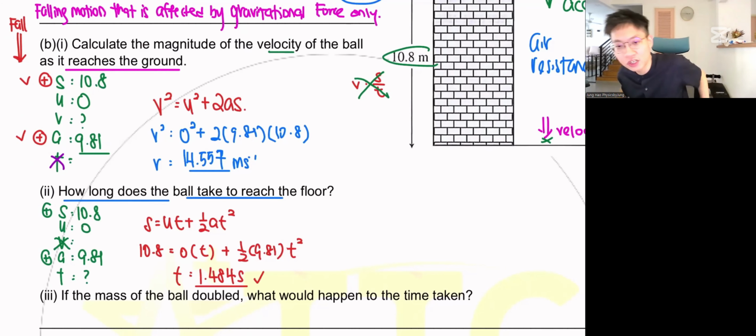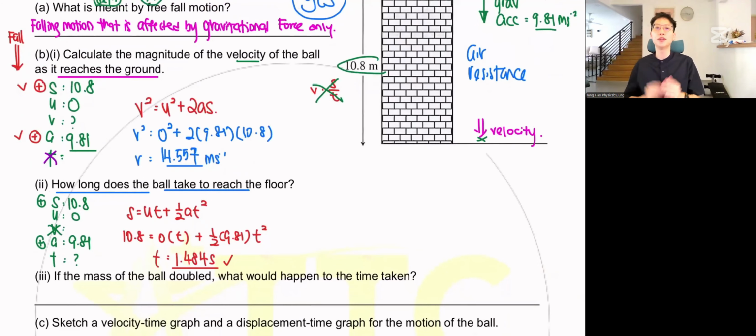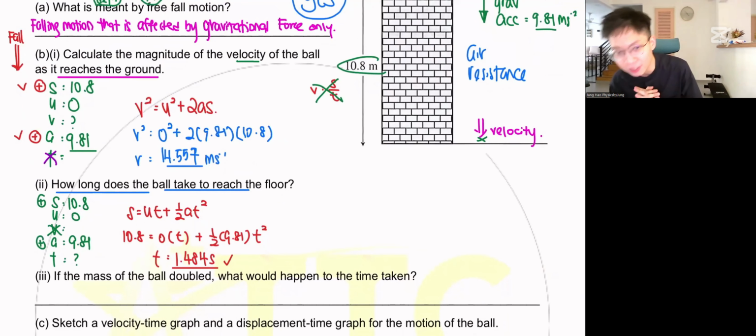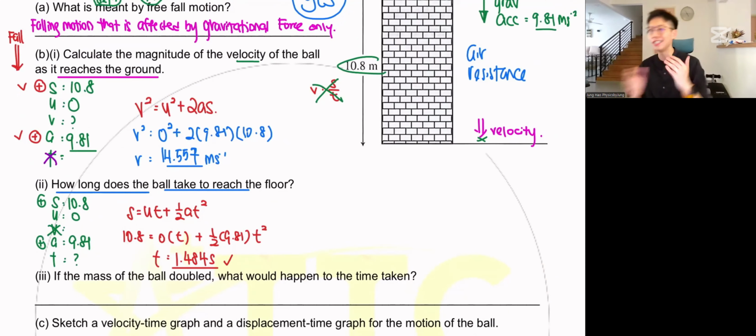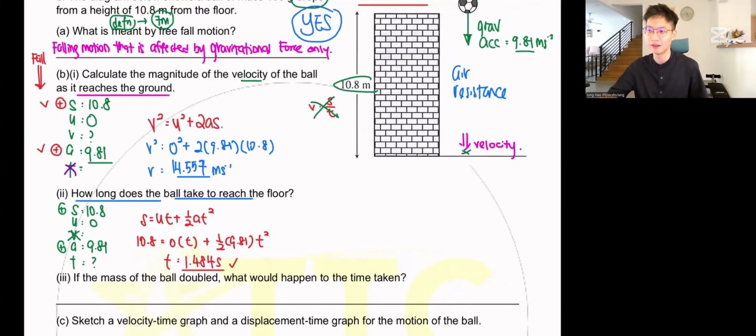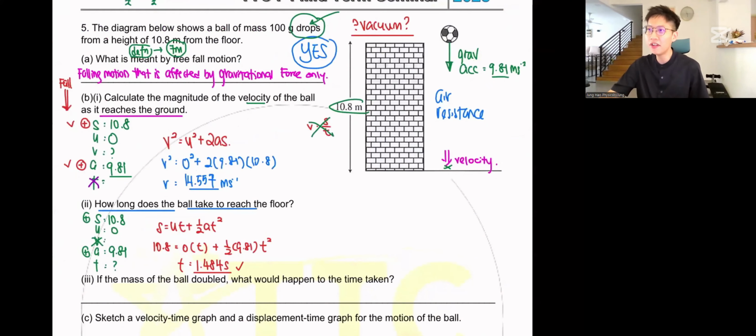So therefore you get that. We know that when this thing drops all the way to the floor, it takes 1.484 seconds, at 14.557 meters per second. So the calculation is just this. It's not very complicated. So guys, we are very efficient. We did quite a lot of questions.